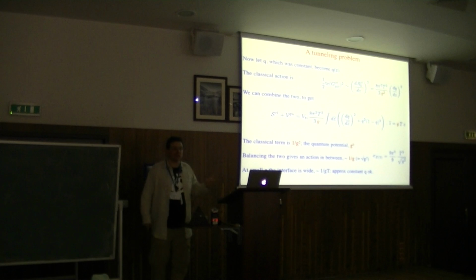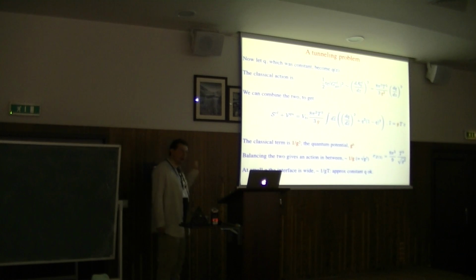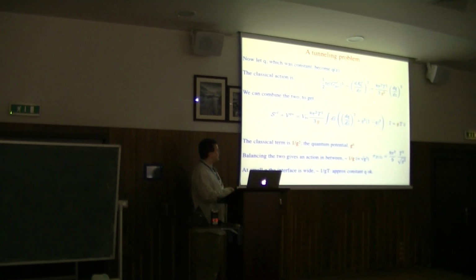So it's a tunneling problem, like an instanton, but unlike an instanton, the action isn't 1 over G squared, it's 1 over the square root of G squared. And you can in fact show that if you balance the classical action and this quantum potential, that you can find a minimum, and this is the value that we get for this kind of potential.